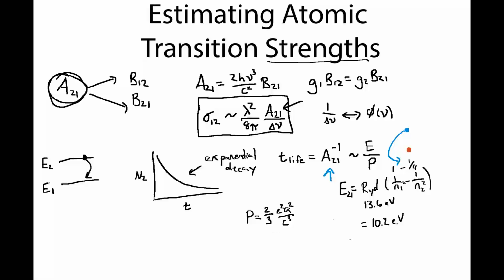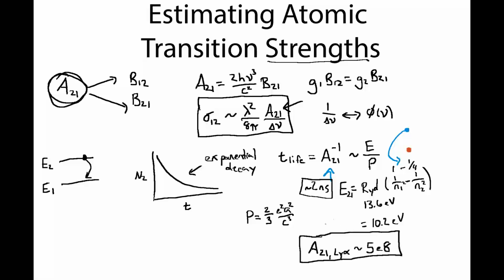And in fact, it's going to work out for us again. If you take this 10.2 eV corresponding to the energy of the excited state and divide it by the power, we plug in the acceleration from the electrical force that maintains the electron in this circular orbit, you get a time scale, t life, and you get an answer that's within 20% or something of 2 nanoseconds. And so if you invert that, you ask what is the Einstein A corresponding to Lyman alpha, you get an answer that's 5 times 10 to the 8. And that's a good number to remember, that the strength of the Lyman alpha transition in hydrogen is 5 times 10 to the 8 inverse seconds.